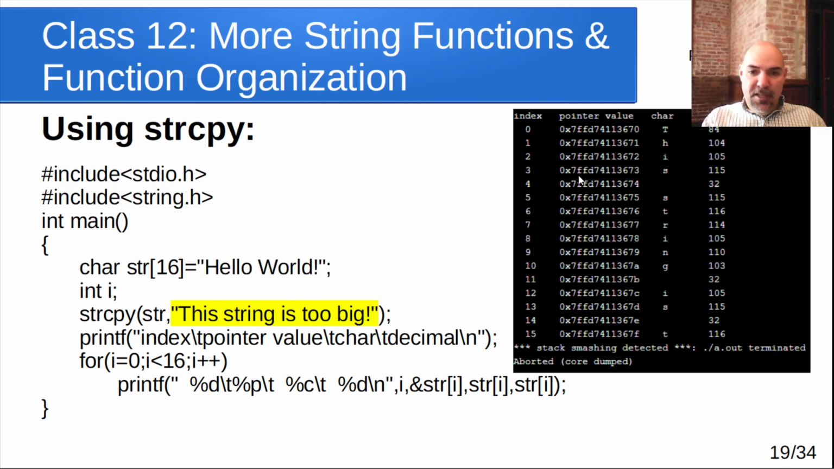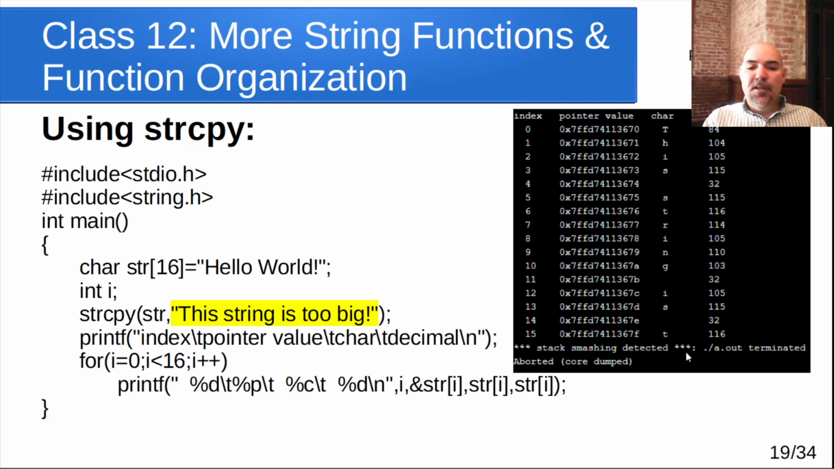So notice that it did copy the stuff in there: space, string, space, is, space, T. There's the T for the "too big." There's no null at the end. And since C only cares about "I'll copy this till I get to the null at the end," it went off of the end of the memory.